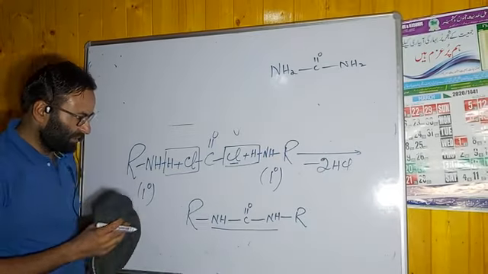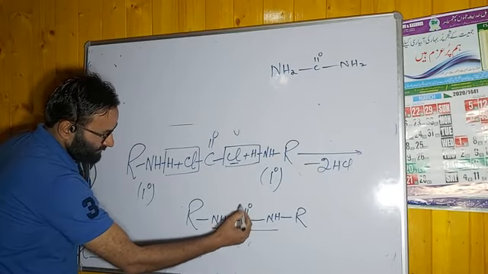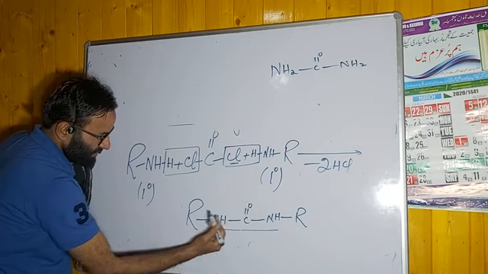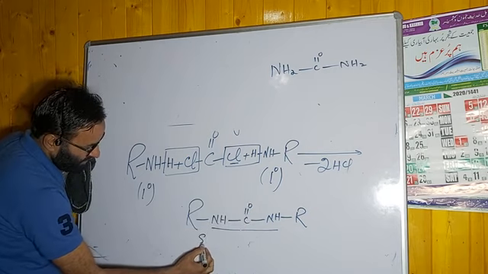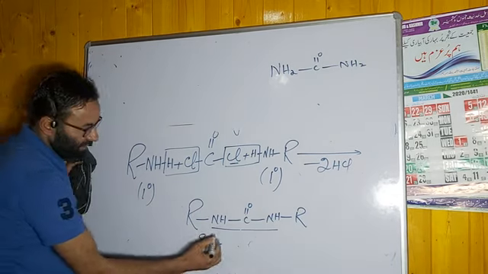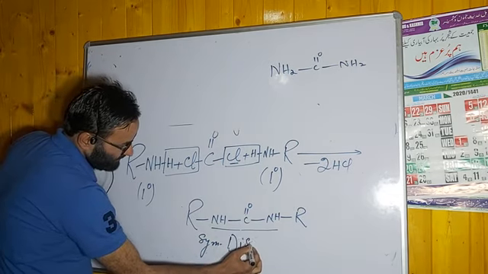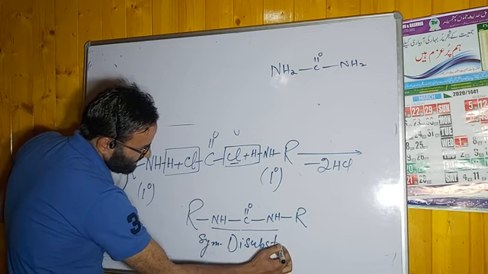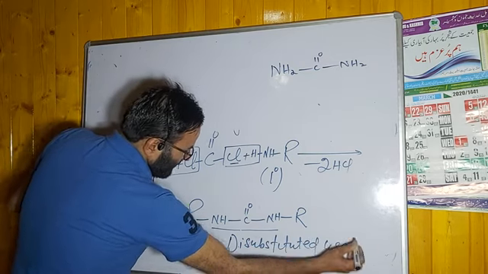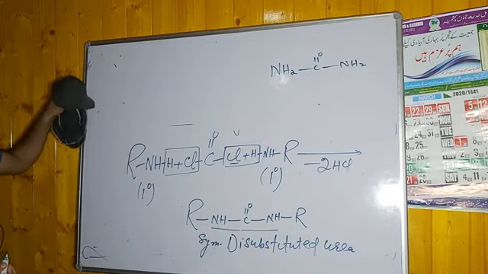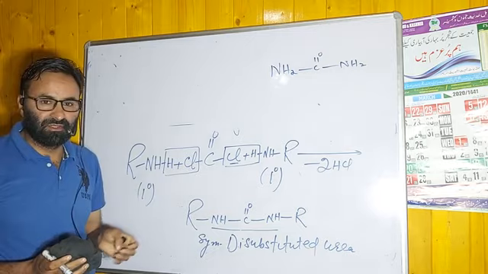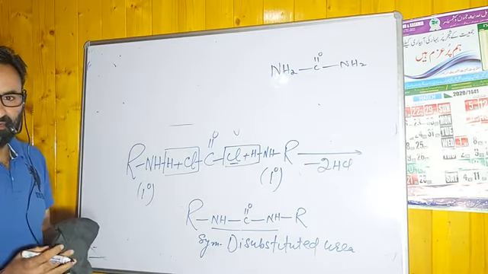Remember this point, you can say it is symmetric. If you divide it, this half will be equal to this half. It means that it is the same. Same means symmetric, disubstituted urea. It means that 1 degree amines react with phosgene. They result in the formation of disubstituted urea.